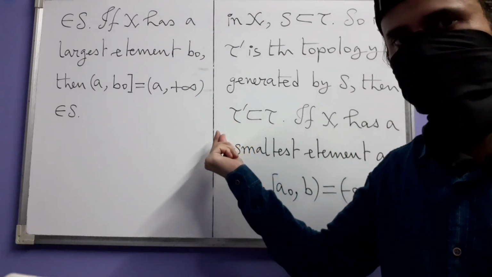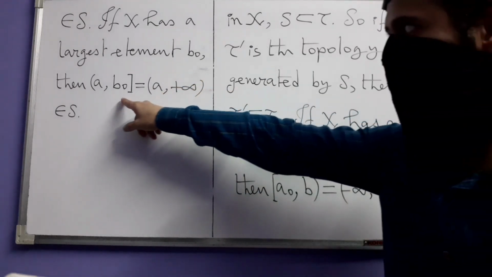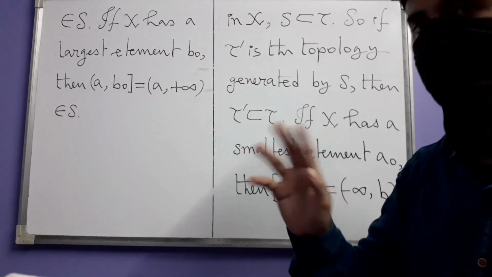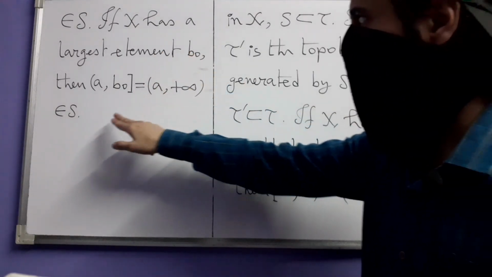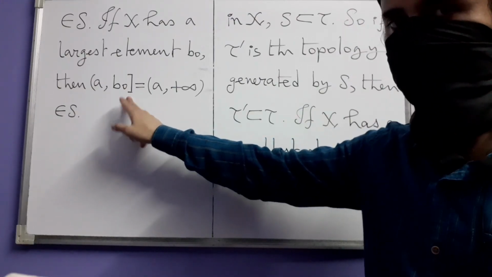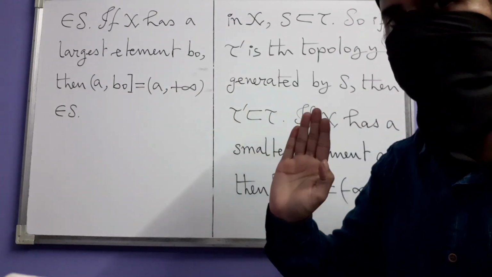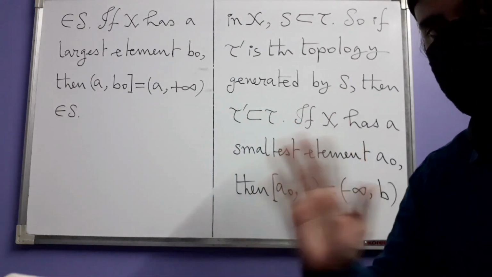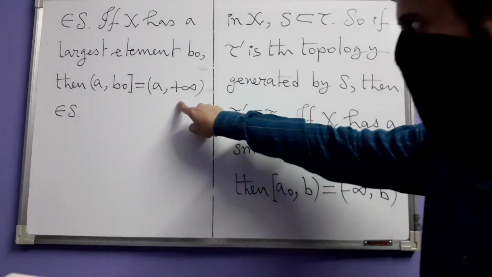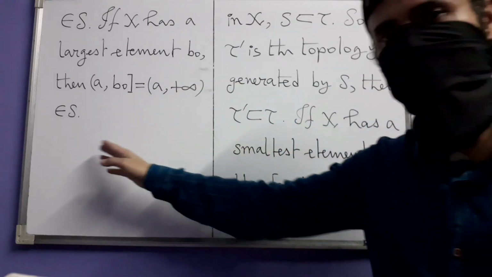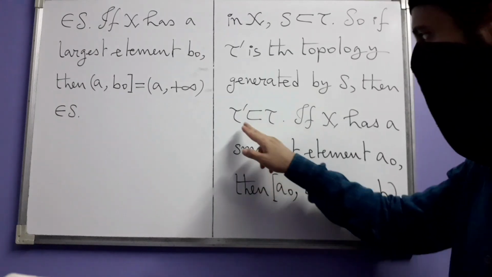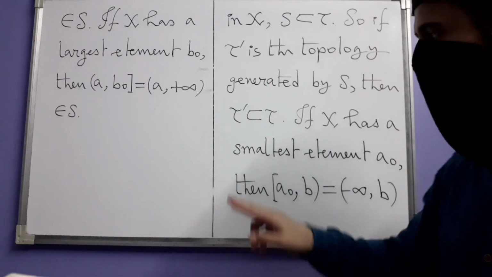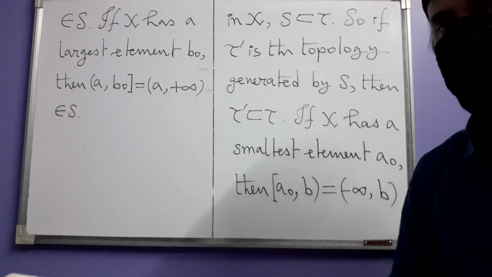So this type of interval, if it exists in our space X, is actually in tau prime. Alright. What about this type of interval? It exists if X has a largest element. Say X has the largest element b naught, and we consider some such interval where the right end is b naught. The left end is some element of X, a, that is less than b naught. Now this is just this ray (a, plus infinity). So this is also in S, and as a result it's in tau prime.